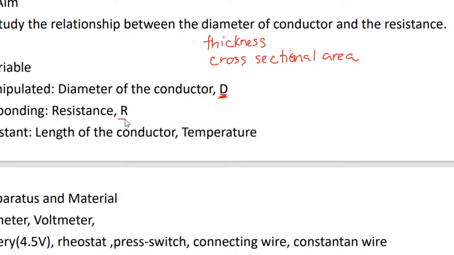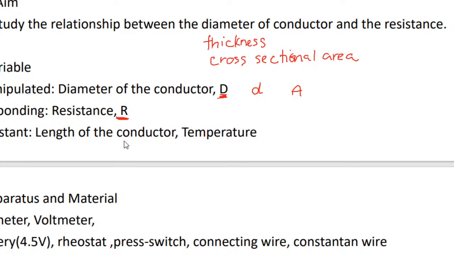Resistance also, make it a habit to write this. Good to have the symbol behind. And then constant variable, length of the conductor, temperature, just what we discussed just now. Type of conductor, no need. Can we use small letter? Can. Okay, the symbol is up to you. You can use capital D, you can use small d. Here you can write small d also. If you want to use A, also can. Okay, what is important is that when you write your procedure, you use the same symbol.